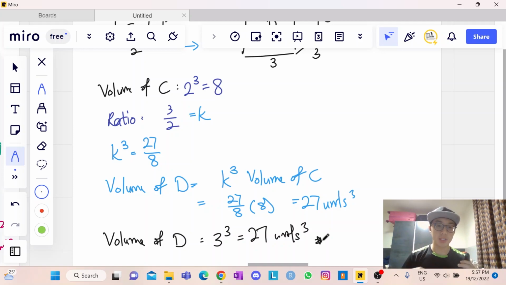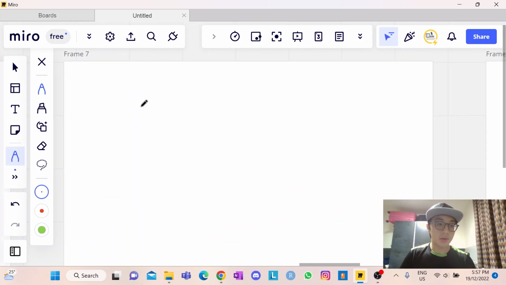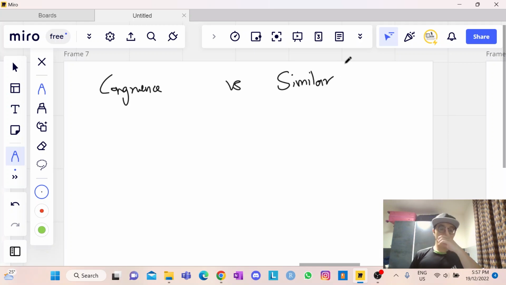similar shape properties. So we are going to be moving on to our last agenda for today. Hopefully this video is not too long. The last part here is just congruence versus similarity. So what is the difference between congruence and similarity?